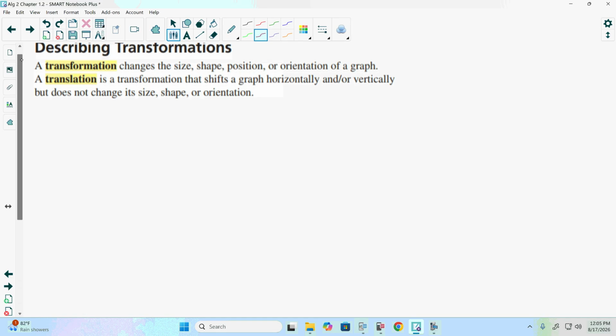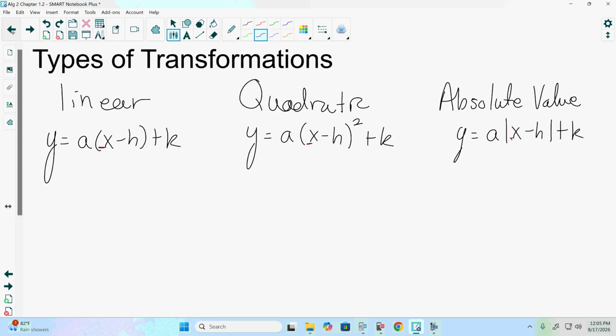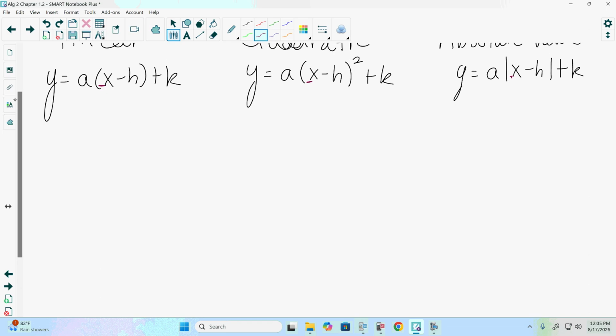A transformation changes the size, shape, position, or orientation of a graph. Pretty straightforward. A translation, that's what we're going to talk about first, is a horizontal or vertical movement of the graph, but does not change its size, shape, or orientation. Literally, with translations, we're just picking it up and moving it up, down, left, right. That's all it is.